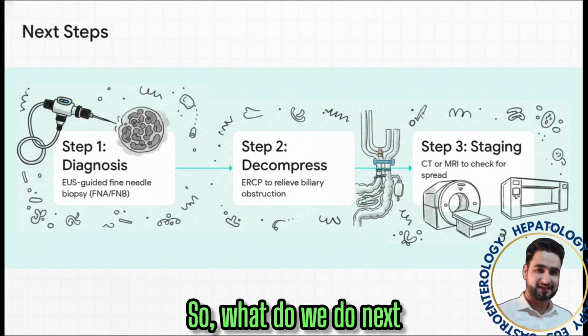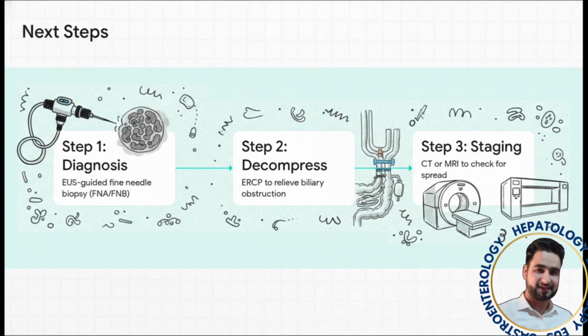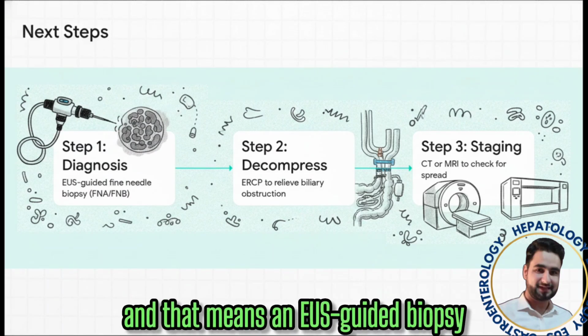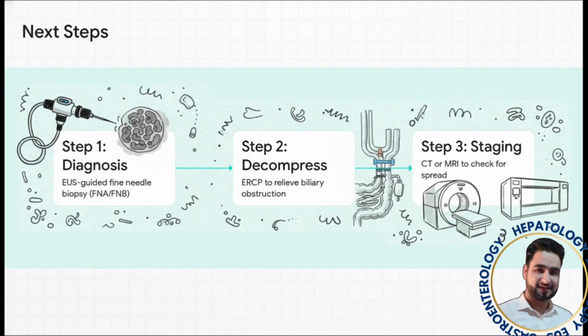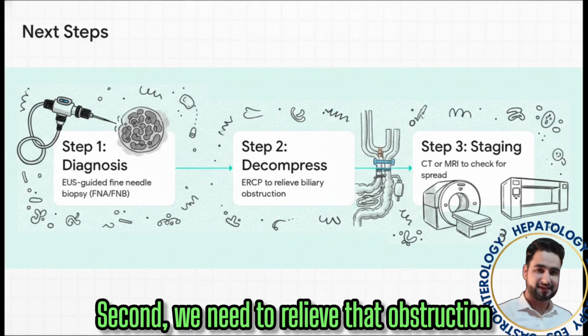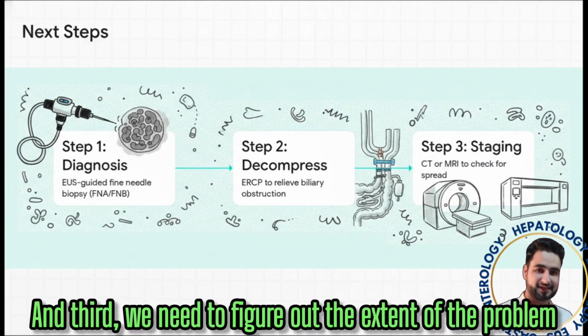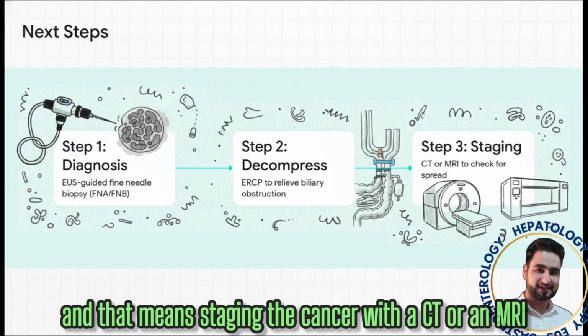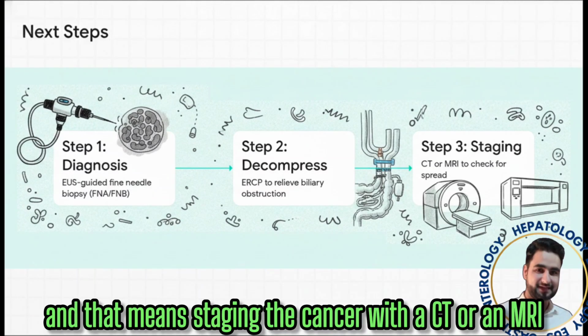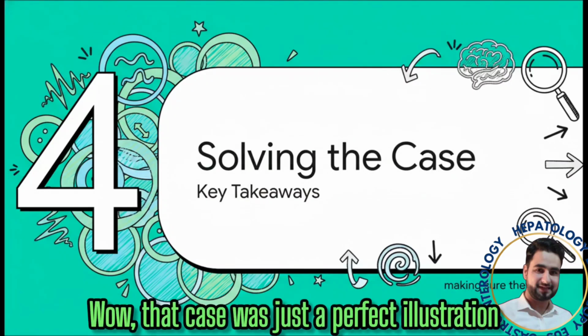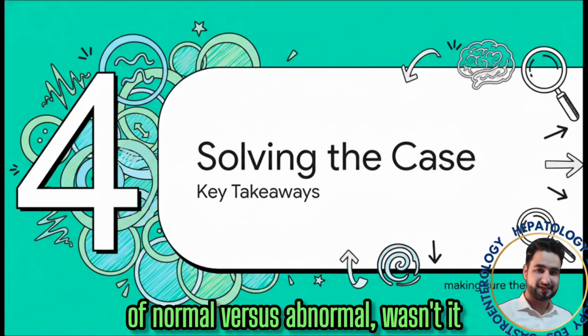So what do we do next? Well, it's a three-step plan, really. First, we need a diagnosis. We have to get a tissue sample, and that means an EUS-guided biopsy. Second, we need to relieve that obstruction, so that means an ERCP for biliary decompression. And third, we need to figure out the extent of the problem, and that means staging the cancer with a CT or an MRI. Wow, that case was just a perfect illustration of normal versus abnormal, wasn't it?